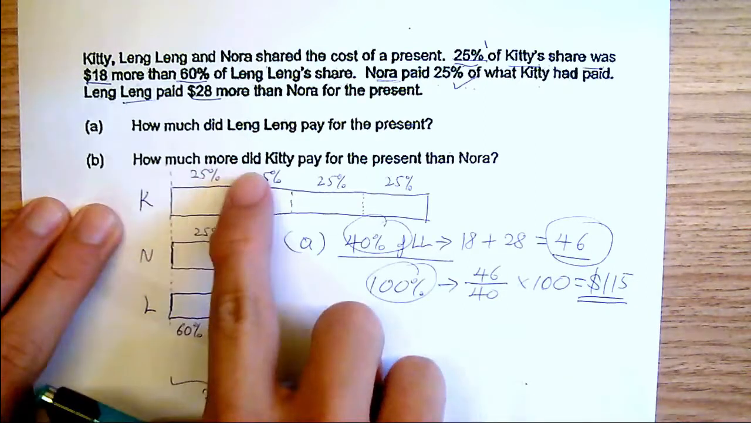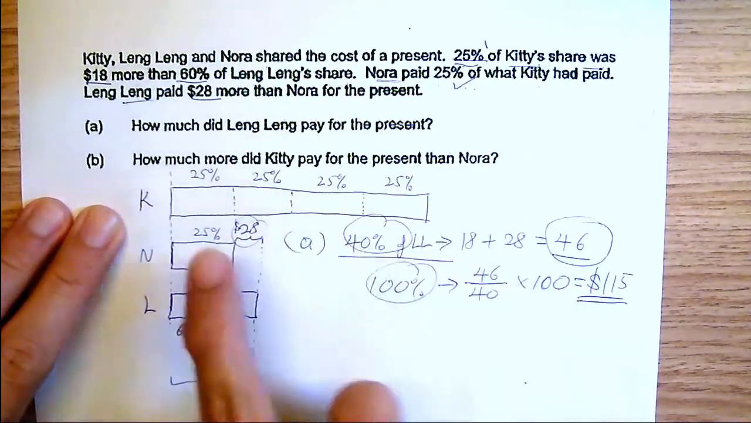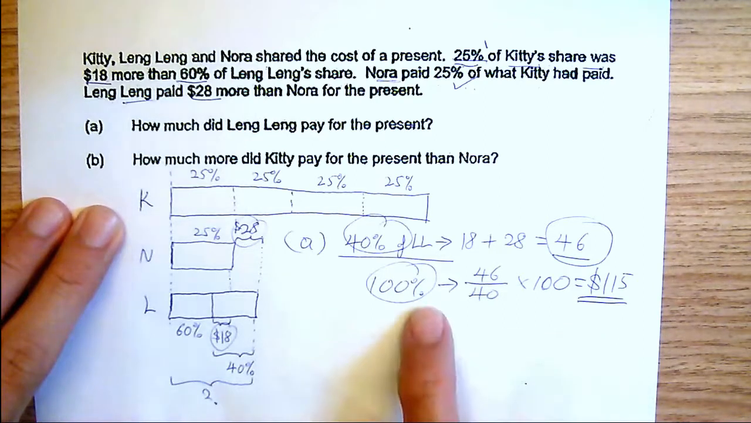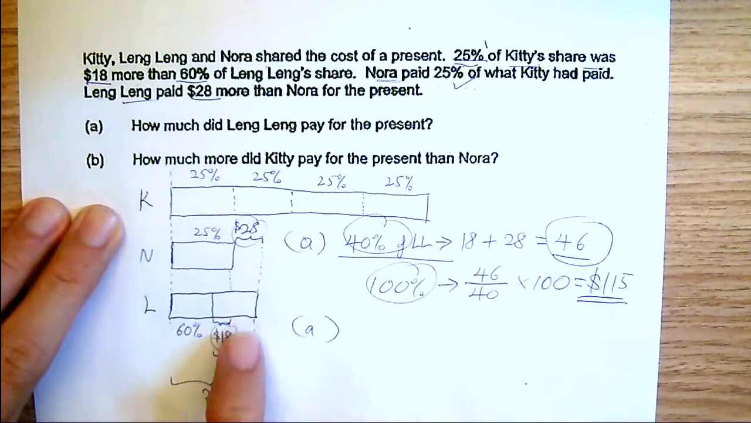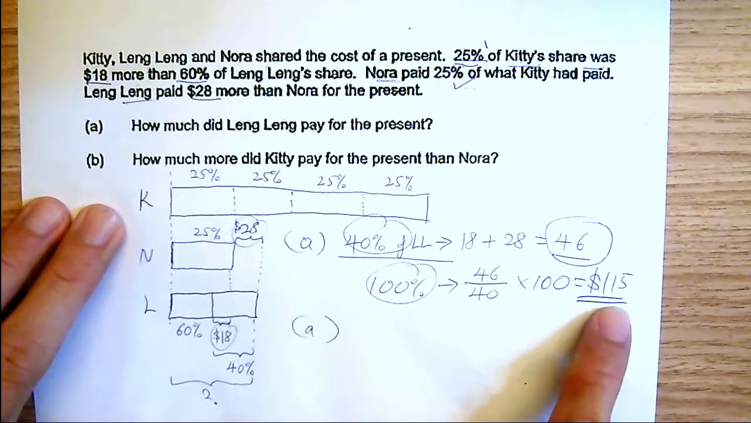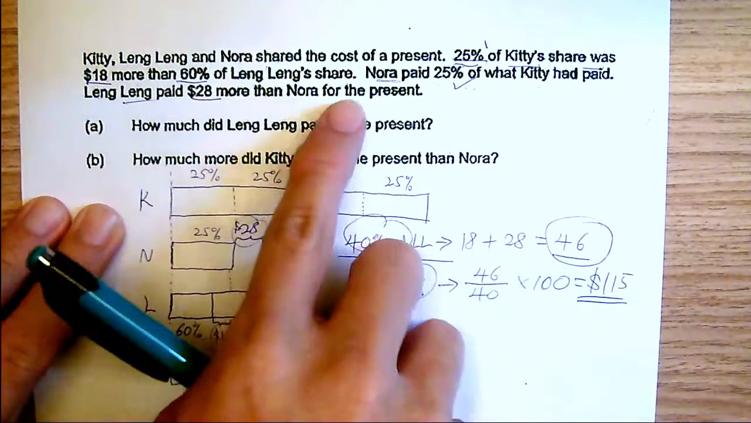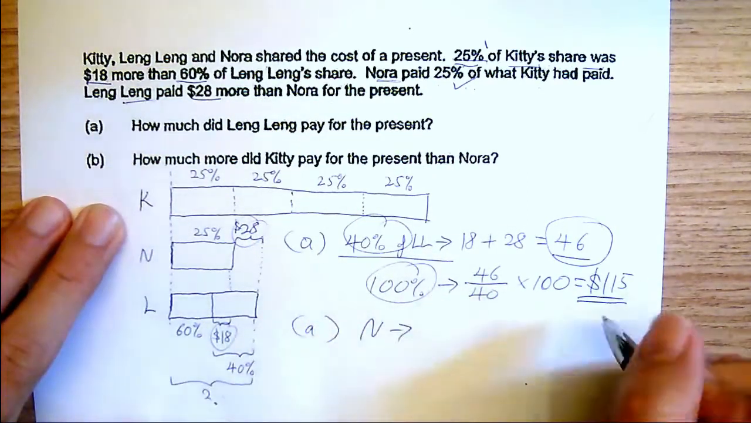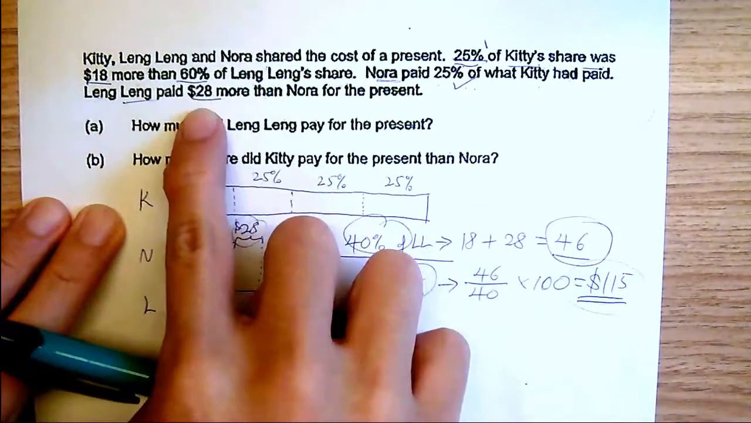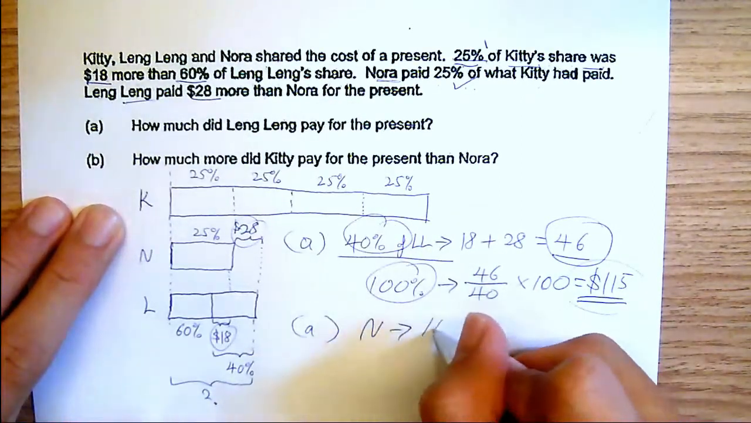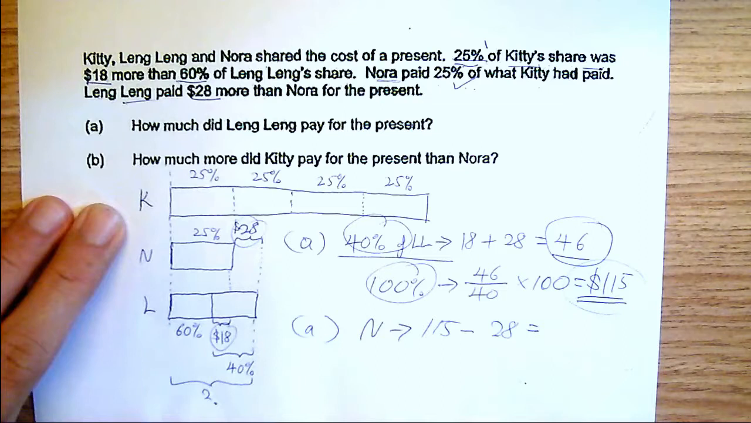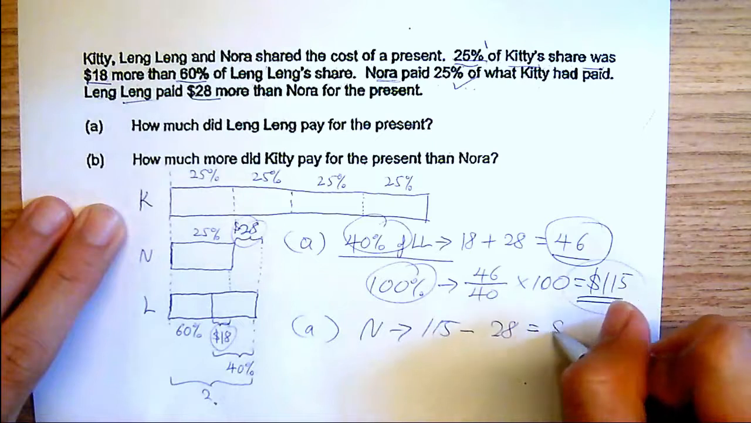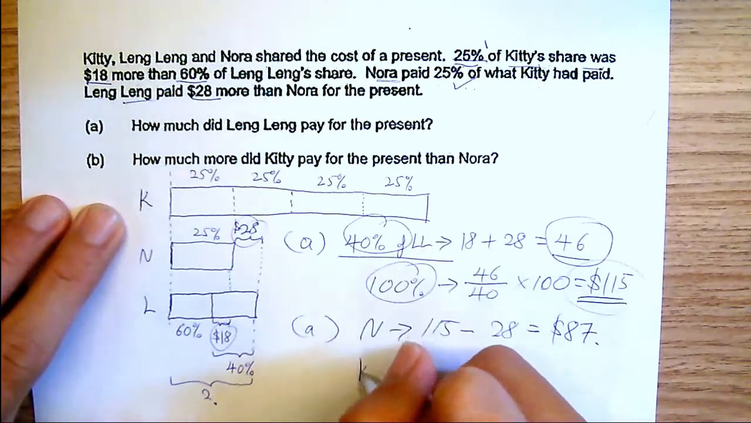Next, they ask for how much more did Kitty pay for the present than Nora. In order to find out how much more, let's try to figure out how much did Kitty pay. Since Ling Ling's share is 115, right? And they said that Ling Ling paid $28 more than Nora. We can then find Nora, because Nora will just be Ling Ling minus 28. So for Nora, it will be 115 minus $28. Throw that in the calculator, you're going to get 87, probably, if I'm not wrong. Yeah, $87. So Nora paid $87, and Kitty paid how much?